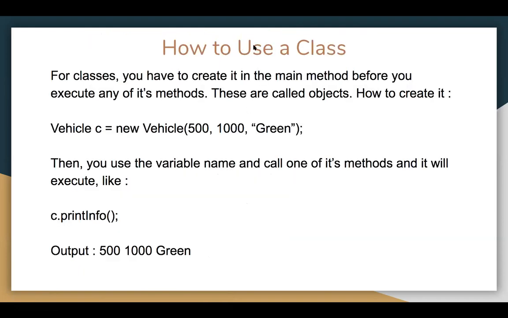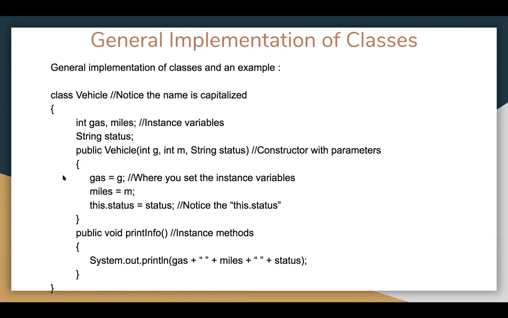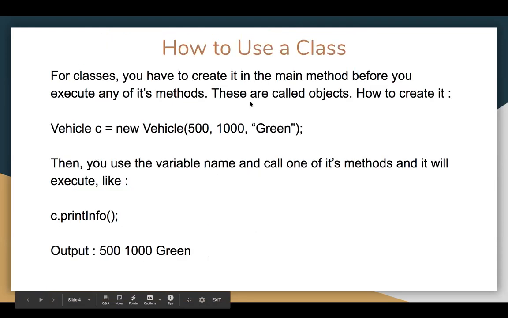So, how to use a class. This is what I was saying about creating an object. For classes, you have to create an object in the main method before you execute any of its methods. You can see in this slide that this Vehicle class has a method in it. So that's what we mean by executing its methods. These are called objects when you create them in the main method. So how to create an object for a class is something like this.